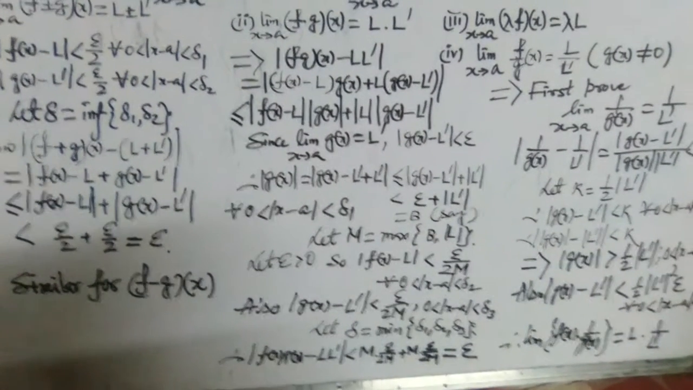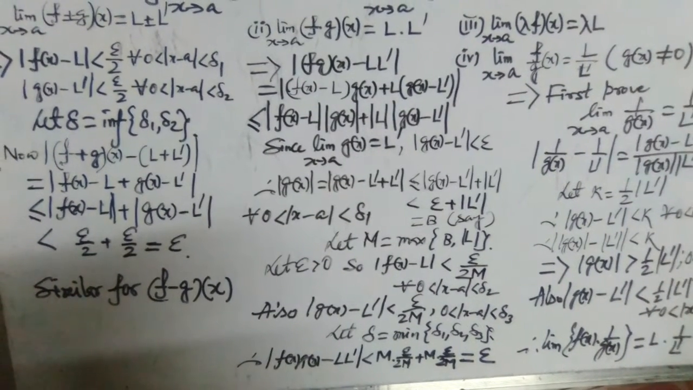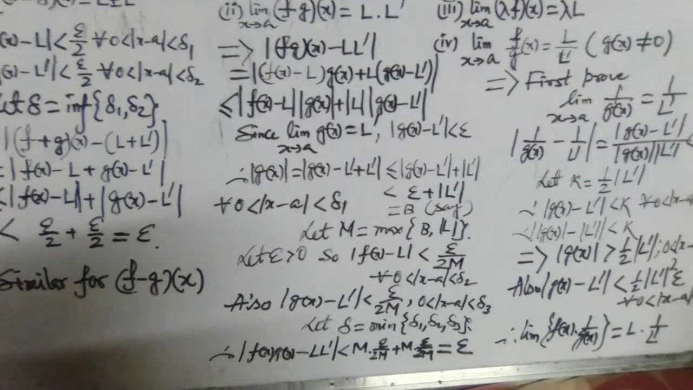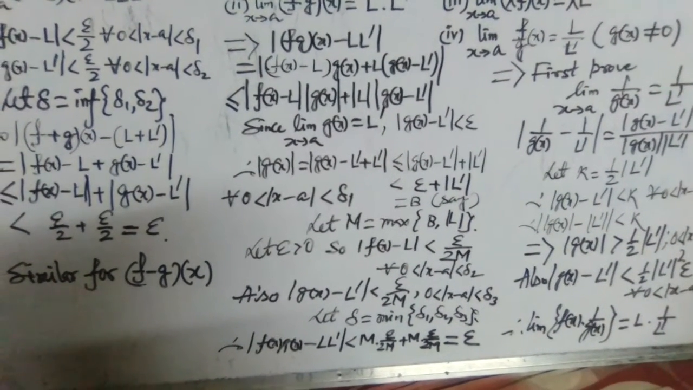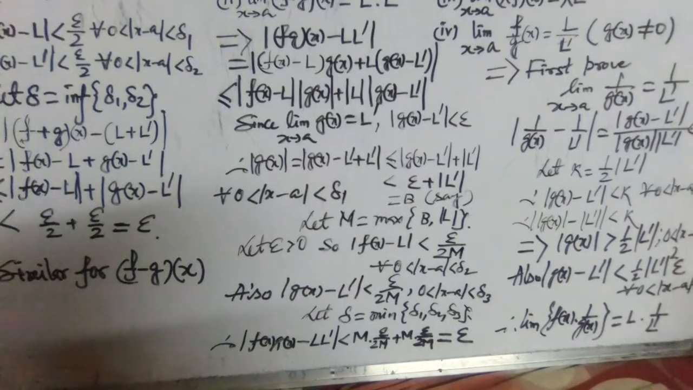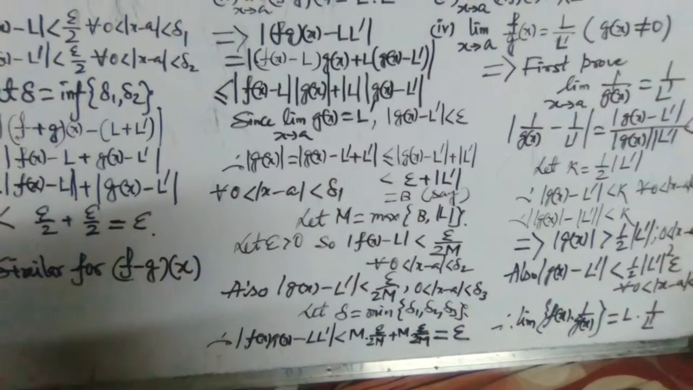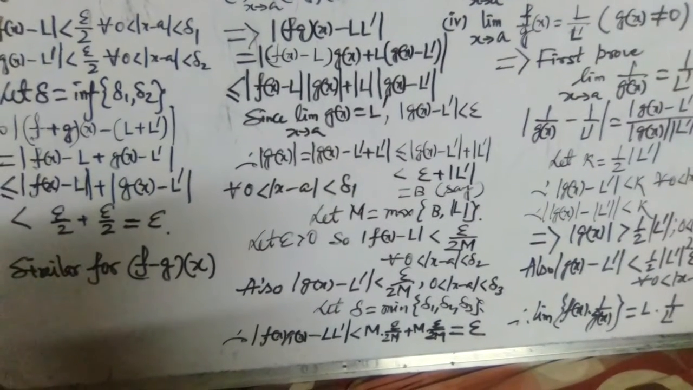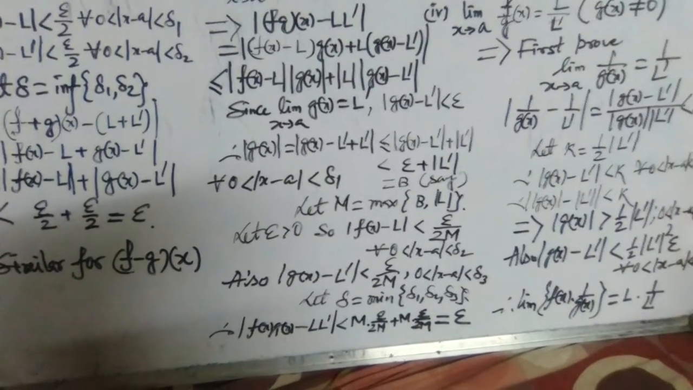Now, this is the second one. The limit of a product function is the product of the two individual limits. Then the modulus of f(x)g(x) minus L L prime is nothing but (f(x) minus L) times g(x) plus L times (g(x) minus L prime). Then using the triangular inequality, we have the following lines: mod (f(x) minus L) times mod g(x) plus mod L times mod (g(x) minus L prime).